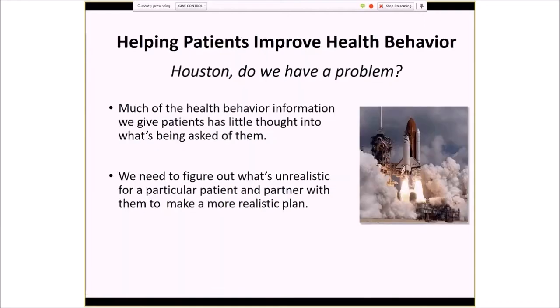We need to do a better job of helping patients improve their health behavior. I tell medical students we do a pretty good job of teaching you how to diagnose and treat disease, but we don't do a very good job of teaching you how to work with patients to change their behavior, to manage their health, to manage their chronic disease, to manage their child's health, when to come in to the doctor. A lot of the health behavior information we give to patients, we're not really thinking through what we're asking them to do, what all is involved. We need to figure out what's unrealistic for a particular patient and partner with them to make a more realistic plan.